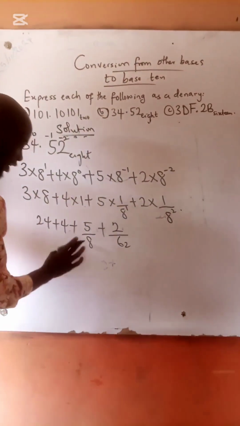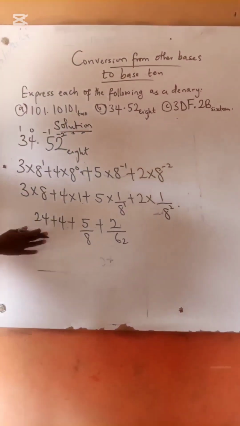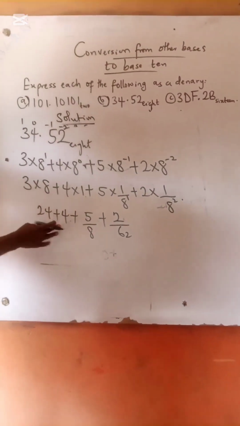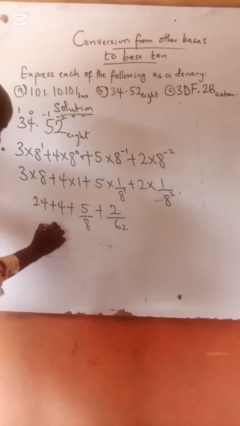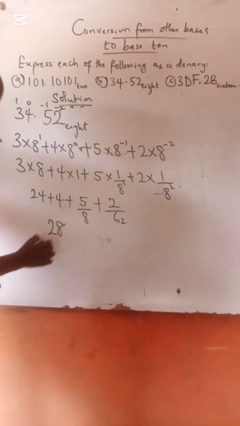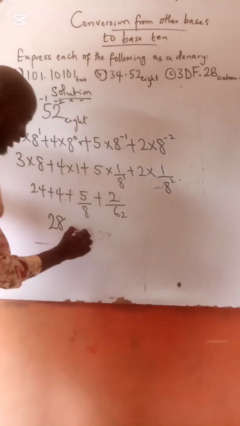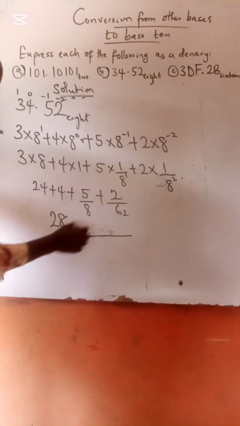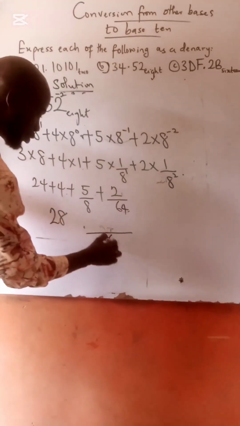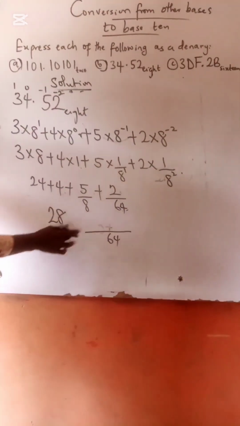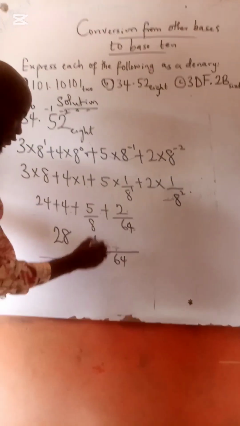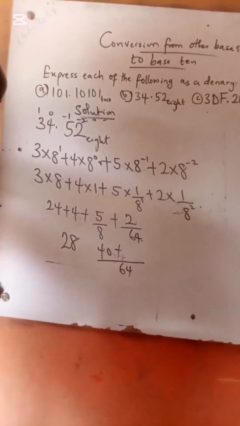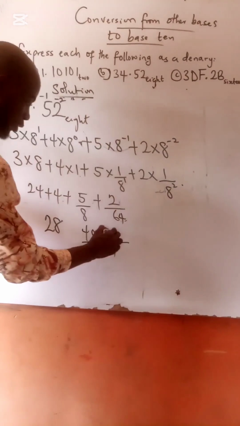So for this, don't forget this is not related to this, so we treat this separately. 24 plus 4, this is what? 28. And then this is 64. So the LCM here is 64. Then 8 in 64 is 8. 8 times 5, we have 40. 64 in 64 is 1, times 2, we have 2.